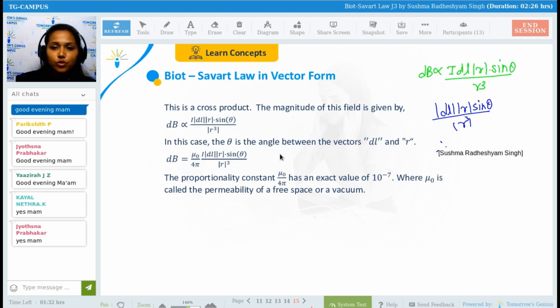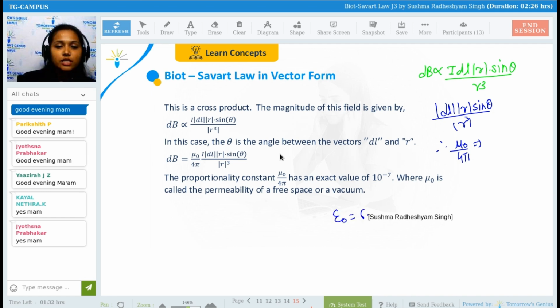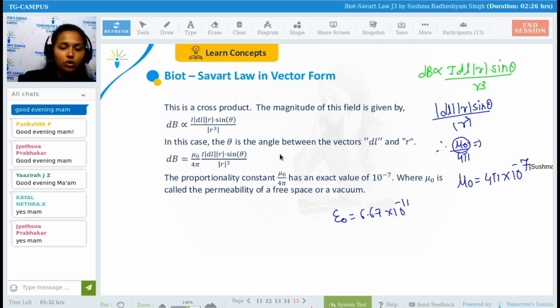So according to this, your mu naught over 4 pi is a magnitude, and it has some specific value like your epsilon naught, which has 6.67 into 10 to the power minus 11. In a similar manner, your mu naught also has a value. So mu naught is 4 pi times 10 to the power minus 7. Okay. So when we are writing mu naught over 4 pi, that means the value is 10 to the power minus 7 only.